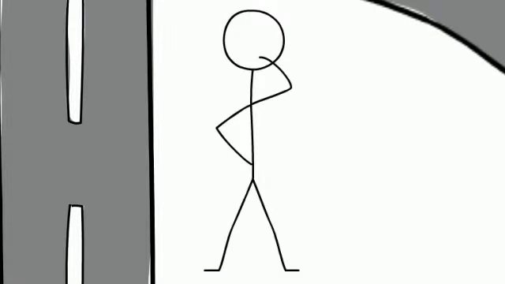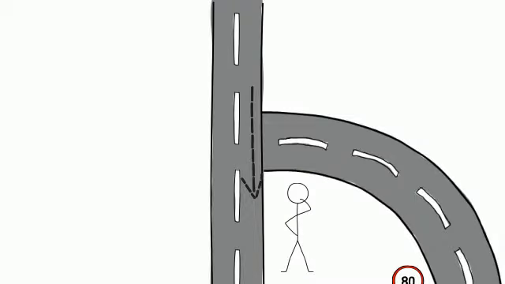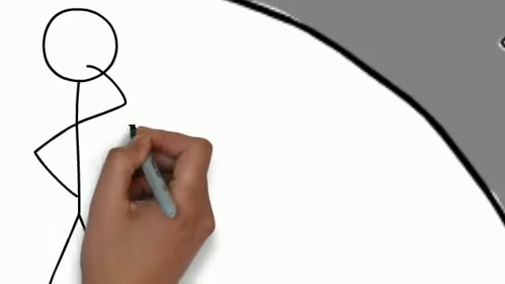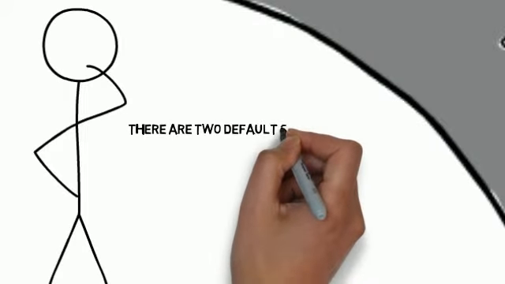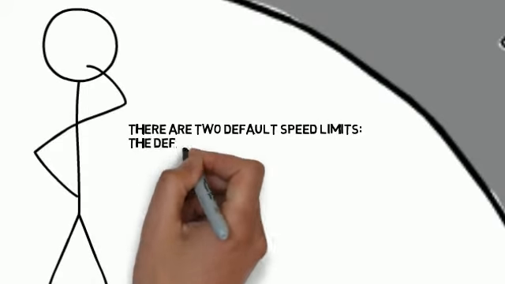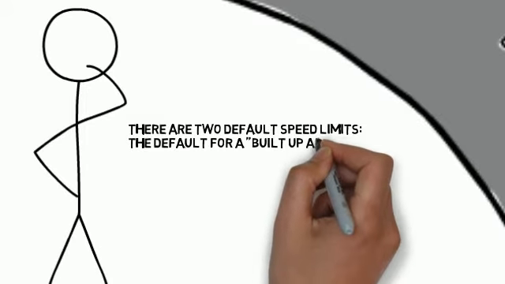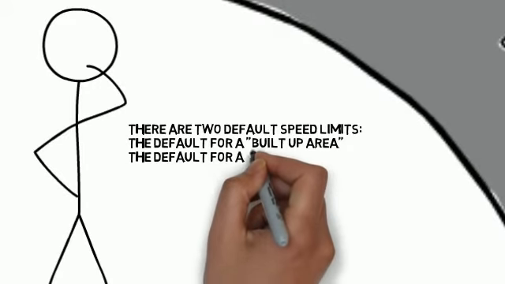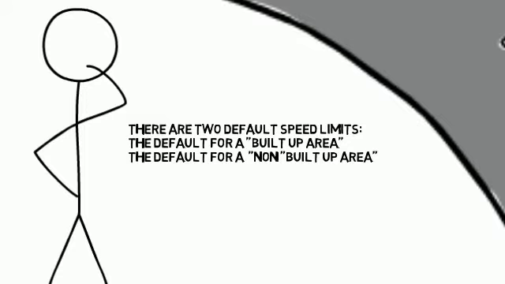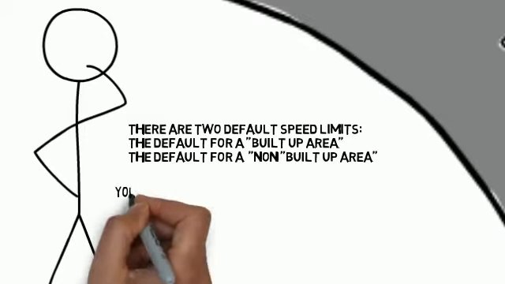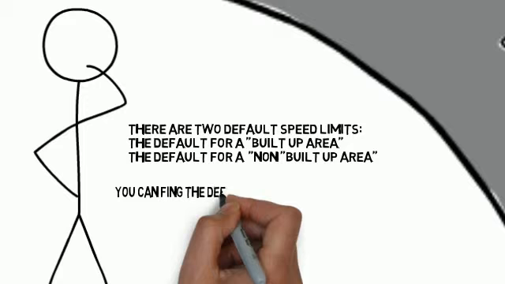Well, that's where Rule 25 kicks in, and it says if a speed limit sign does not apply to a length of road, and the length of road is not in a speed limited area or a shared zone, then the speed limit for that portion of the road is the default speed limit. And when it comes to default speed limits, there's actually two in Victoria. There's a default speed limit for a built-up area and a default speed limit for a non-built-up area.